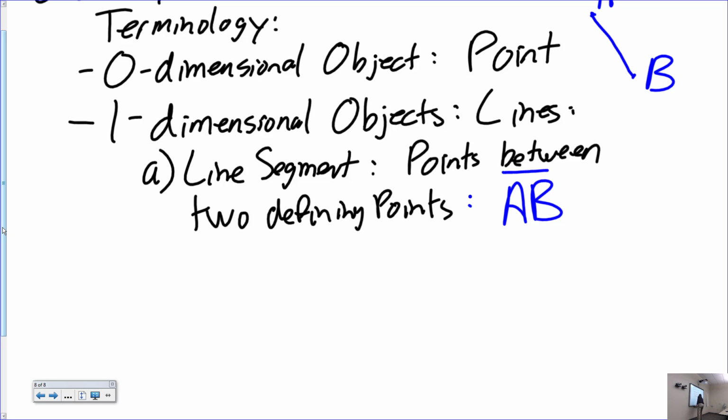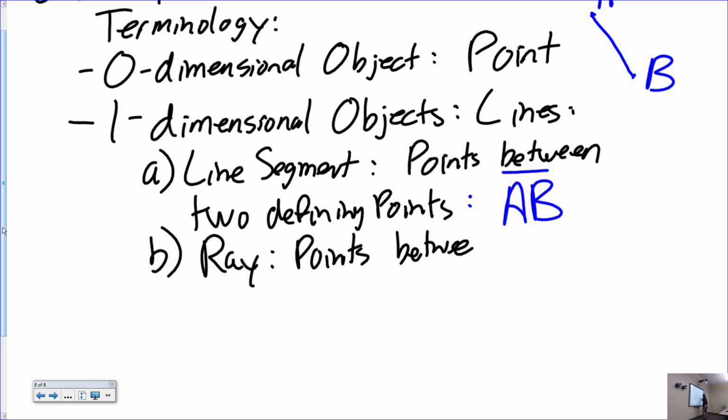Now, a ray is also a one-dimensional line, except it's a slightly different line, okay? It's points between 2 reference points, or 2 defining points. If I'm saying that, I should be consistent.